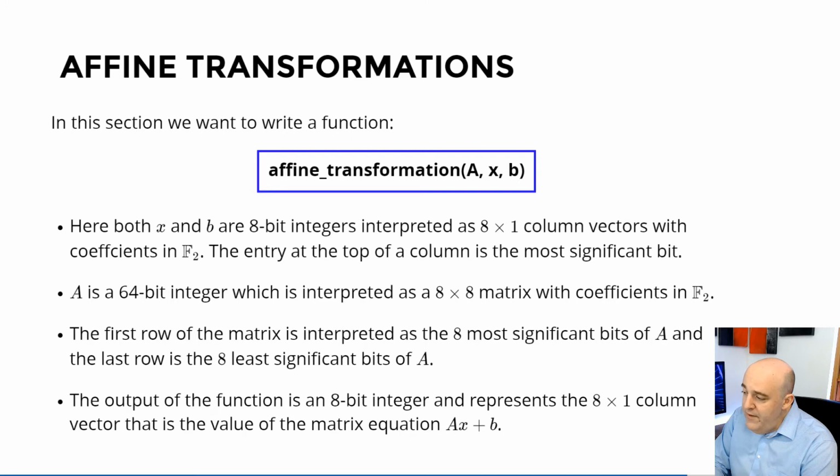The values of x and b are 8-bit integers, but we interpret them as 8x1 column vectors, and we're going to place the most significant bit at the top of the column. Now that we've interpreted these as matrices, we're going to evaluate them as a matrix equation Ax plus b. That's what I mean by an affine transformation. When you send x to Ax plus b, that's an affine transformation. And the value we get out will be an 8x1 column vector, but we interpret that as an 8-bit integer. So everything is inputted here as integers, but when we write the code, we're kind of thinking of them as matrices.